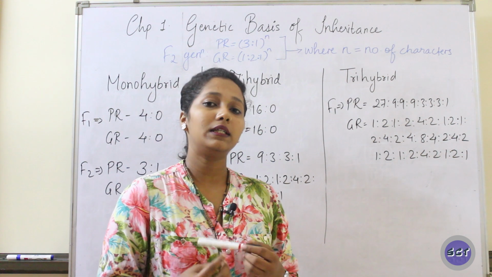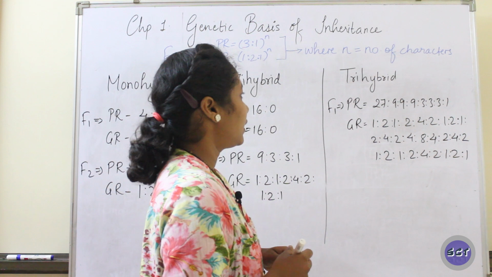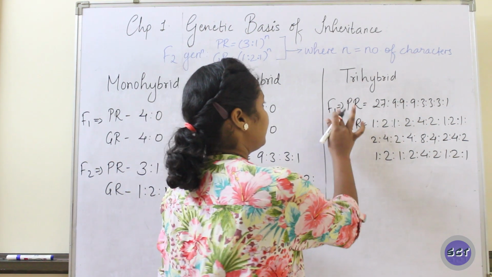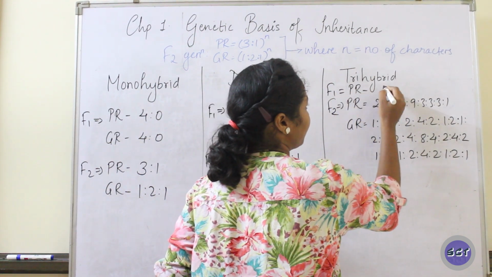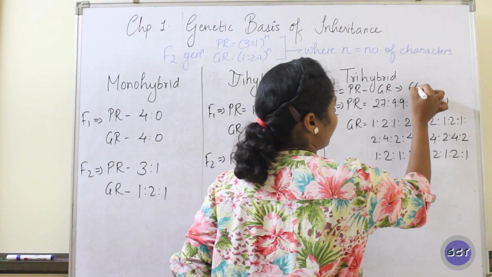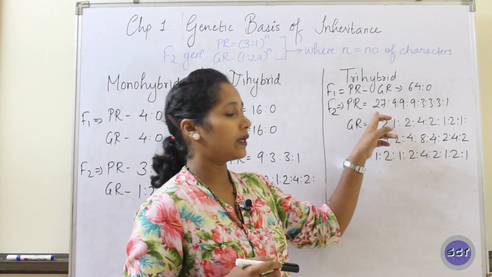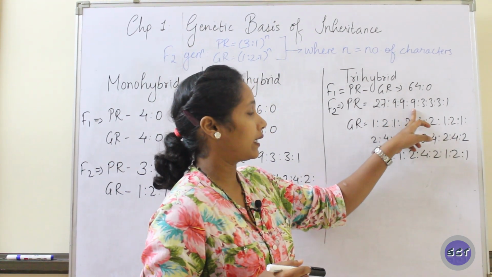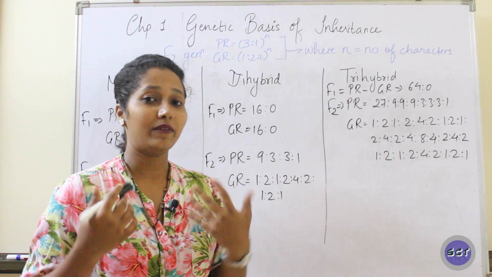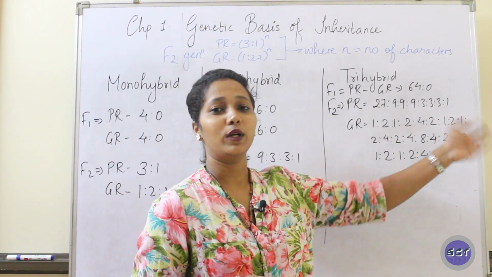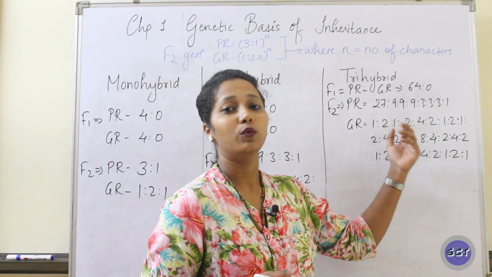So I'll clear the doubt in the doubt solving lectures on Sundays. So in case of trihybrid crosses, your F1 generation would be, for phenotypic and genotypic ratio both, 64:0, whereas in F2 generation phenotypic ratio is 27:9:9:9:3:3:3:1, and your genotypic ratio, I'll take it very simple, 1:1 2:4:2 1:1, 2:4:2 4:8:4 2:4:2, 1:1 2:4:2 1:1.